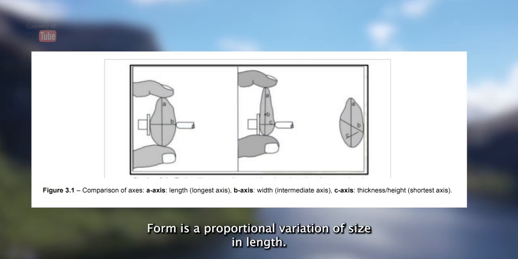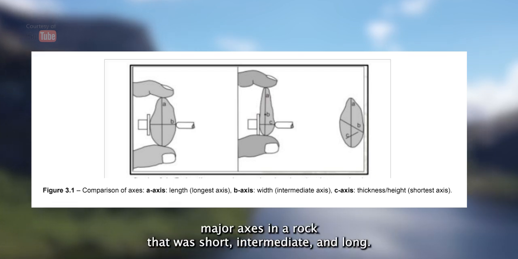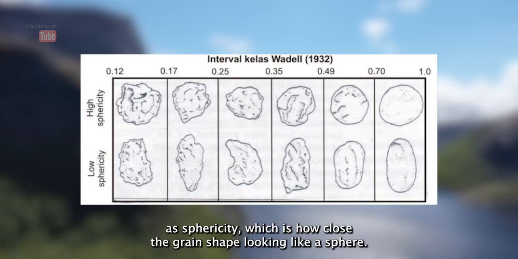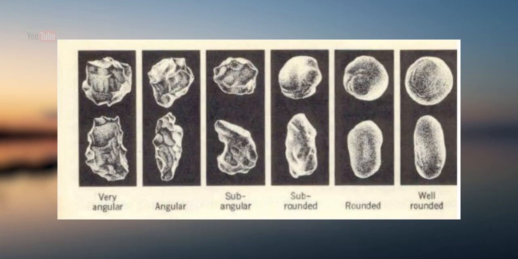Form is a proportional variation of size in length that includes the three major axes in a rock, which are short, intermediate, and long. The relationship between form and grain morphology is usually called sphericity, which is how close the grain shape looks like a sphere. Well, this type of grain morphology can also be correlated with particle roundness.